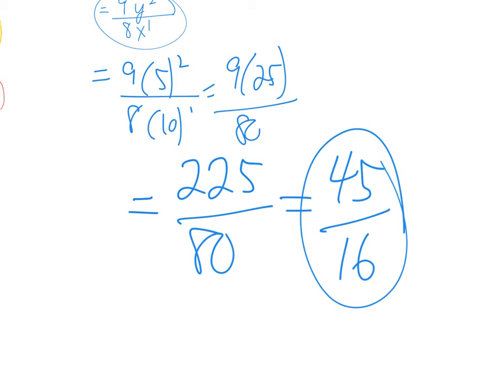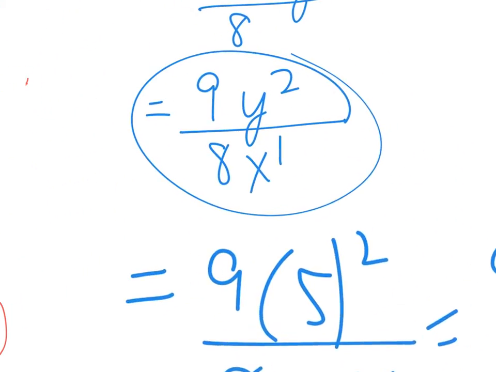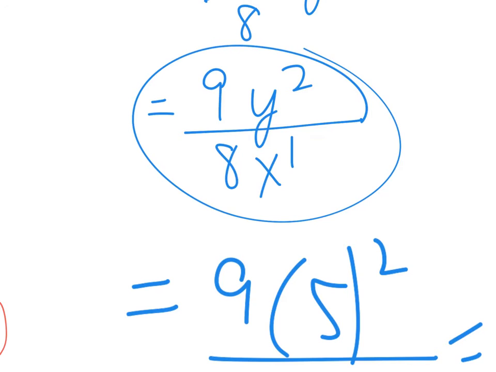So this is simplified. 45 over 16 is the evaluated answer, and 9y squared over 8x to the 1 is the simplified algebraic expression in rational form with positive exponents.